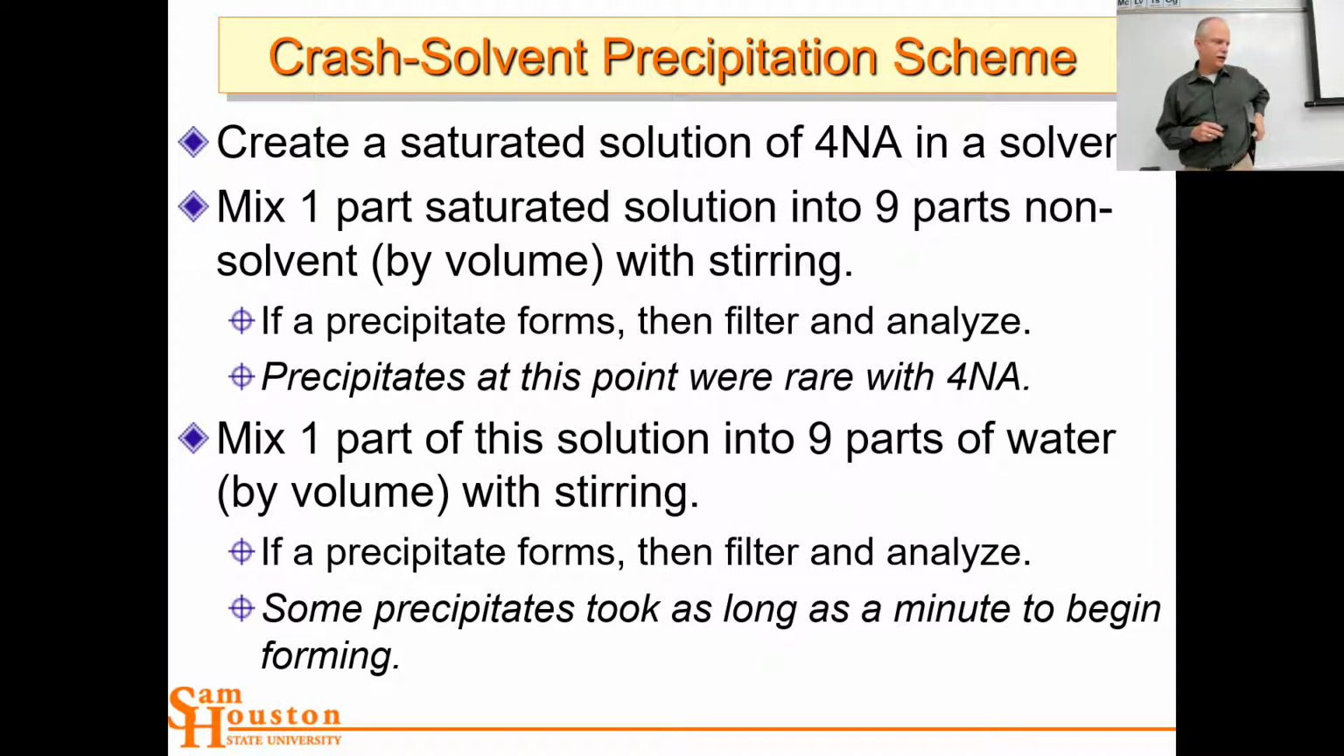So this is the scheme for this crash precipitation. We created a saturated solution of 4-nitroaniline in a solvent, and we used DMF for this study, dimethylformamide. And then we'll take a pipette and mix in 1 part, so 1 mL into 9 mL of a non-solvent while stirring. If a precipitate forms, it was pretty rare, but sometimes it did, we would filter it at that point. And so we wouldn't even need to go to water. If the solvent was bad enough that we got precipitation, then we would just precipitate it with that solvent.